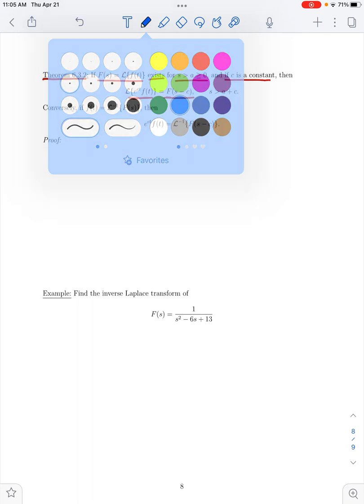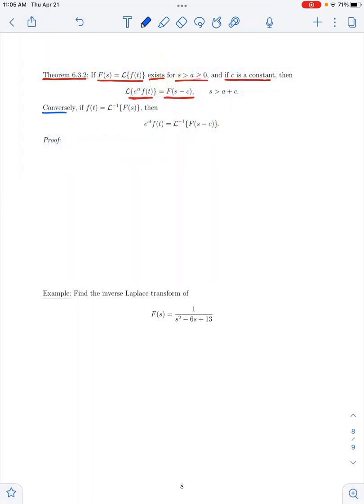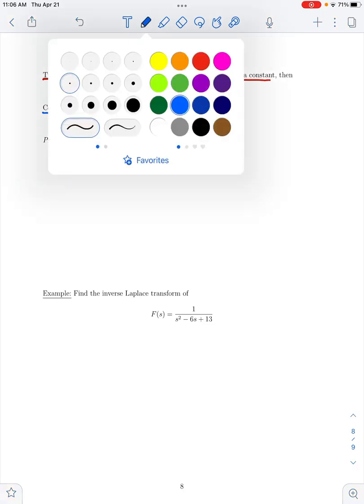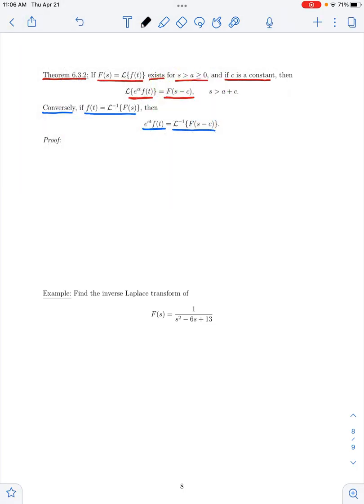Or thinking about this conversely in terms of an inverse transform, if the inverse transform of capital F of s is f of t, then the inverse transform of a function capital F, which has been shifted or translated c units to the right, is e to the ct times the inverse transform of the function capital F. So let's look at a proof of this result.